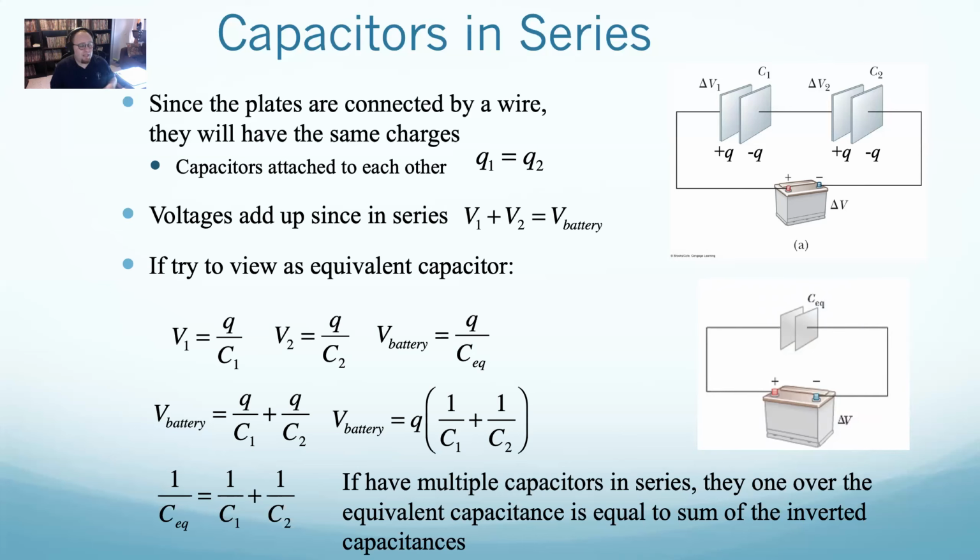In summary, in parallel, all the capacitors have the same voltage. In parallel, the total charge is equal to the sum of the charges. And this equation gives the equivalent capacitance. In series, they all have the same charge. Their voltages add up to the voltage of the battery. And their equivalent capacitance can be found in that equation.